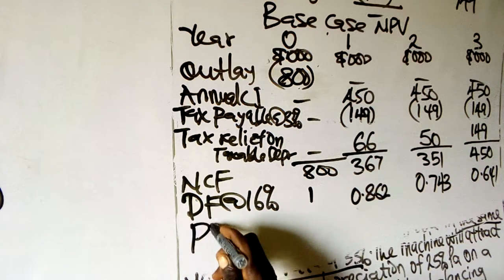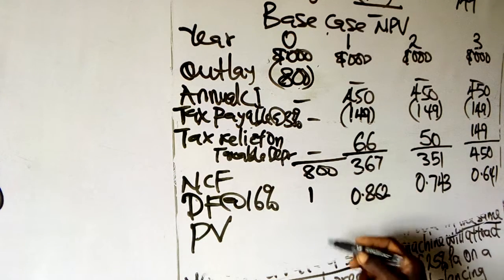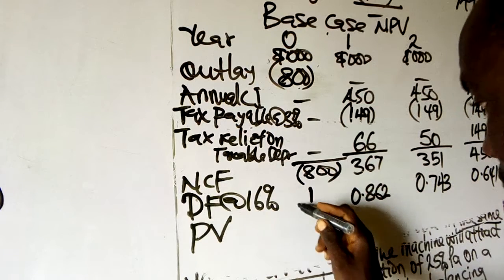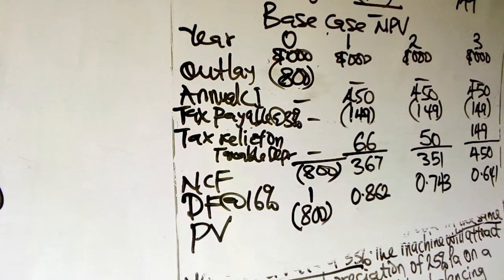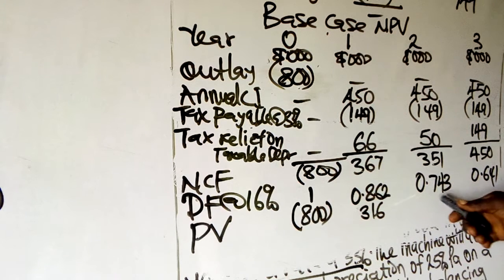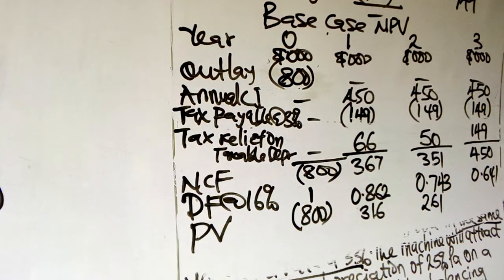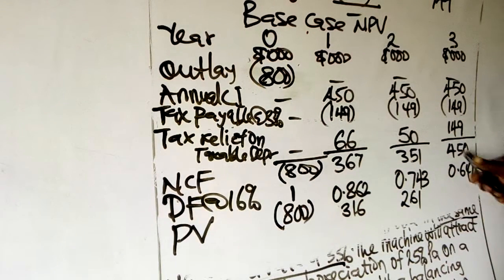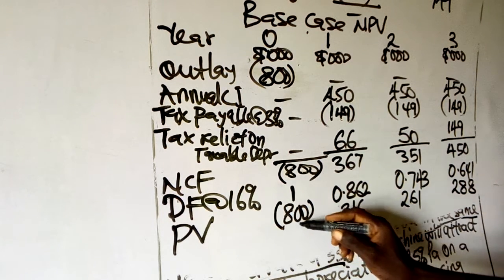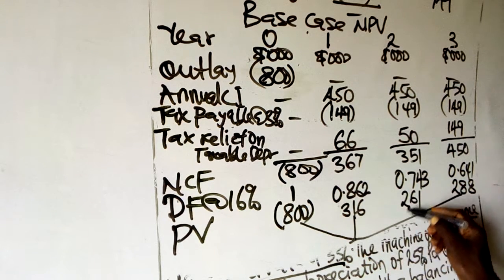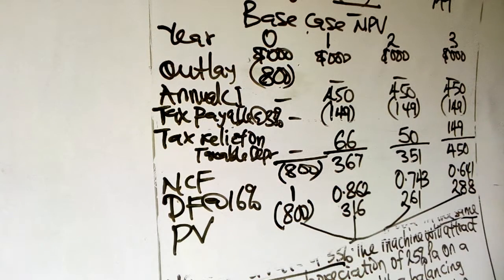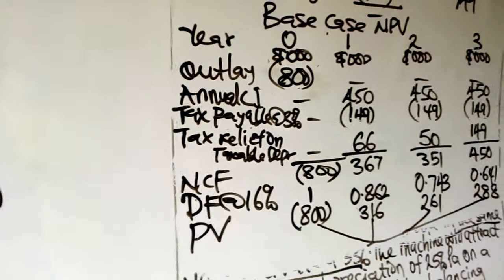You now calculate the present value. Minus 800 times 1 will be minus 800. 367 times 0.862 will give us 316. 351 times 0.743 will give us 261. 450 times 0.641 will give us 288. You now sum up everything, this plus this plus this minus this. That will give us the base case NPV.